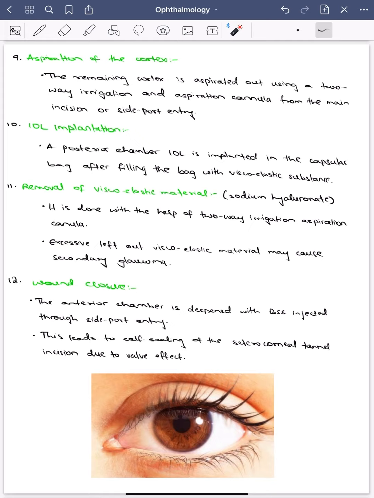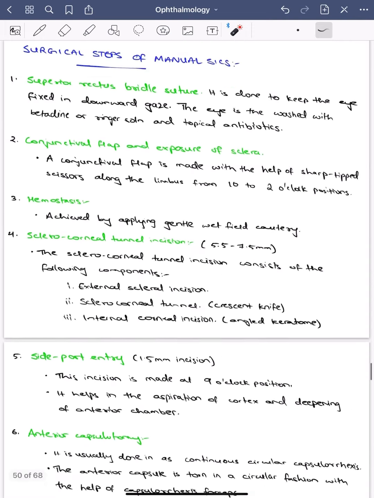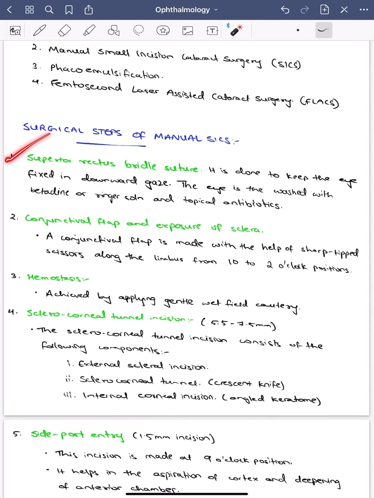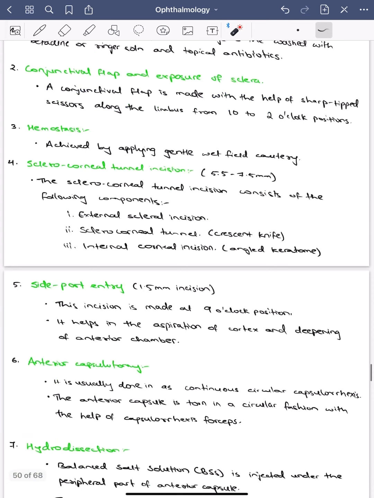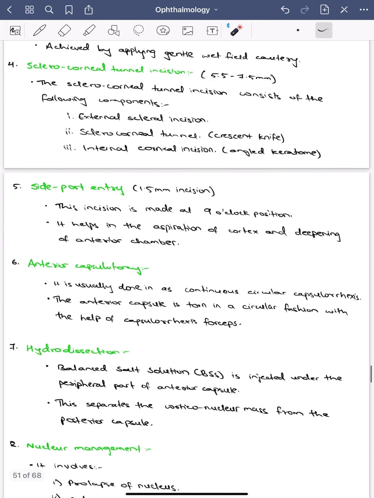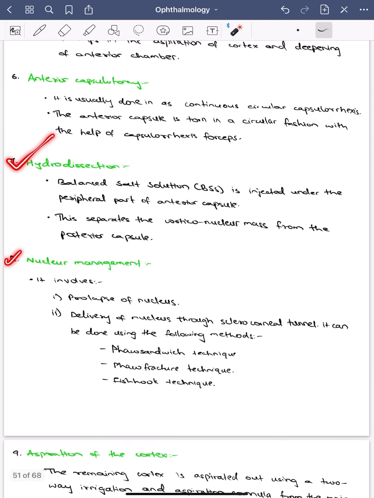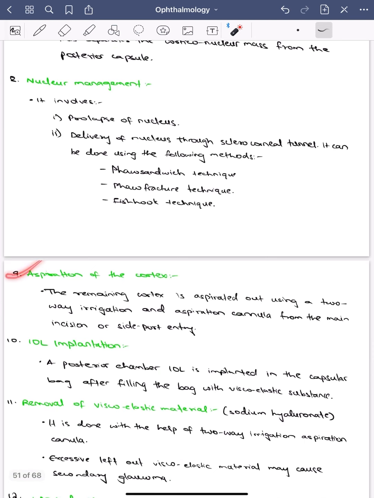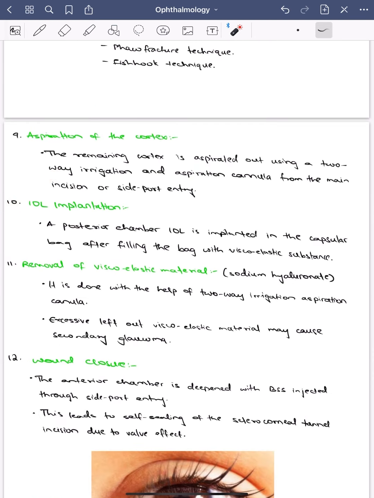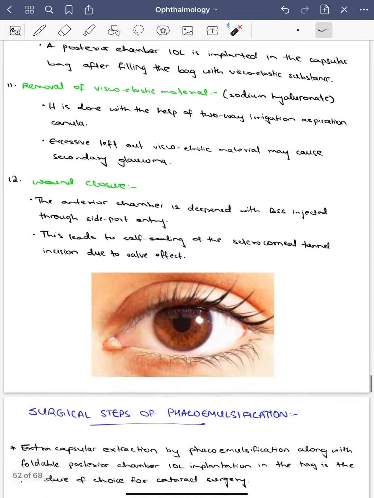So again, as a final revision, the steps are: surgical rectus bridle suture, superior rectus bridle suture, conjunctival flap and exposure of the sclera, hemostasis, sclerocorneal tunnel incision, remember the length 5.5 to 7.5 mm, side port entry, anterior capsulotomy done using continuous circular capsulorhexis, hydrodissection, nuclear management, aspiration of the cortex, intraocular lens implantation, removal of the viscoelastic material sodium hyaluronate, and finally wound closure. So these are the steps of small incision cataract surgery.